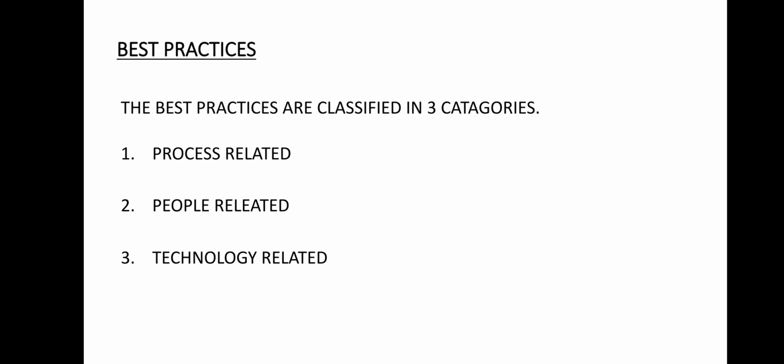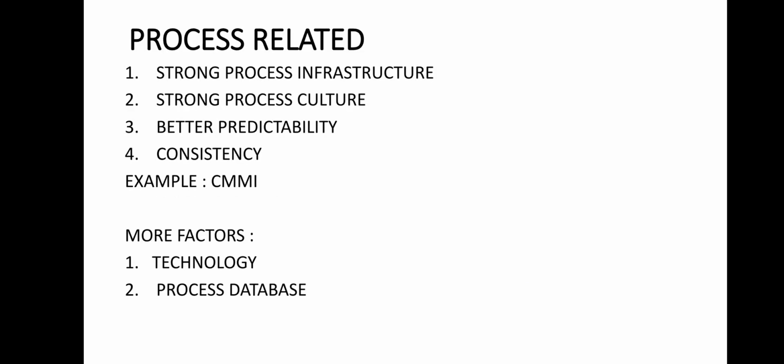Students, a strong process infrastructure and a strong process culture is very much necessary to achieve better predictability and consistency. If we have good processes and good practices for testing, then we can have a very good product. That means integrating the processes with some best practices, we can have a very good product. So basically we categorize the best practices or best processes in 3 categories. One is process related, second one is people related, and third one is technology related. So let us take the first topic, that is process related.